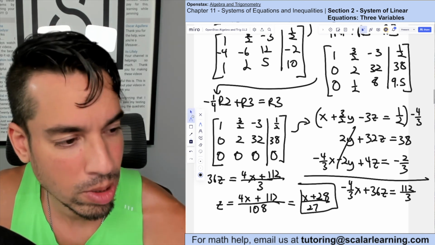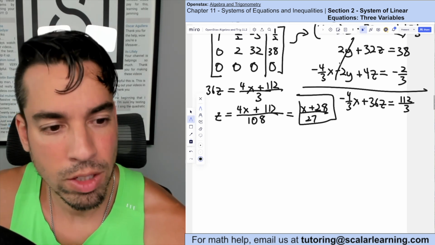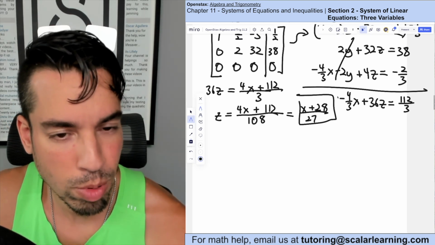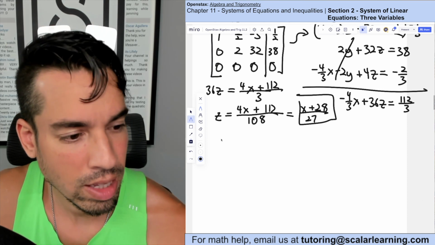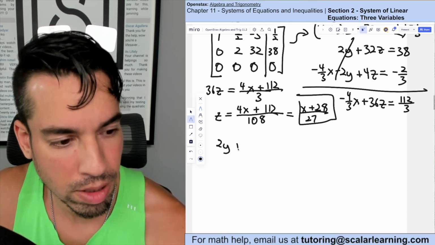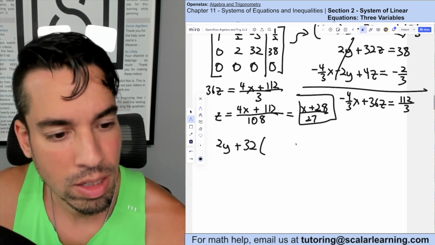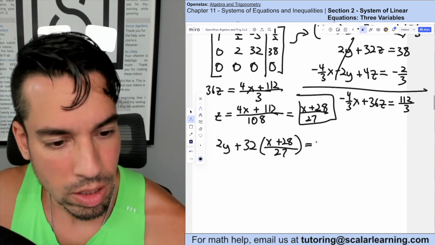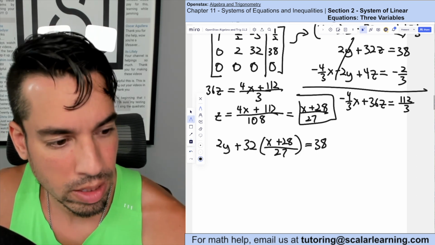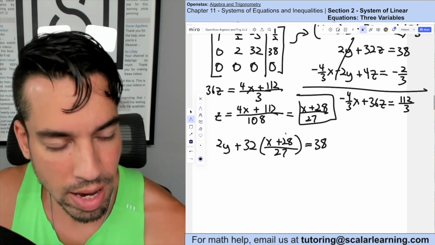We're going to move down again because we need more room. Now to get y, since I know that z equals this expression in terms of x, I'm going to take that equation up top, 2y plus 32z, but instead of z, I'm going to substitute this in because this does equal z. And this all equals 38. So now we can get our y value in terms of x.